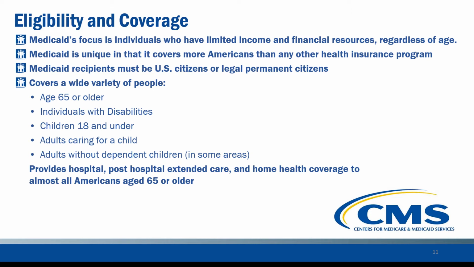Medicaid recipients must be U.S. citizens or legal permanent citizens. It covers a wide range of people, from those that are age 65 or older, individuals with disabilities, children 18 and under, adults caring for a child, and adults without dependent children in some areas. Services covered under Medicaid are things like hospital care, post-hospital extended care, and home health coverage to almost all Americans age 65 or older.